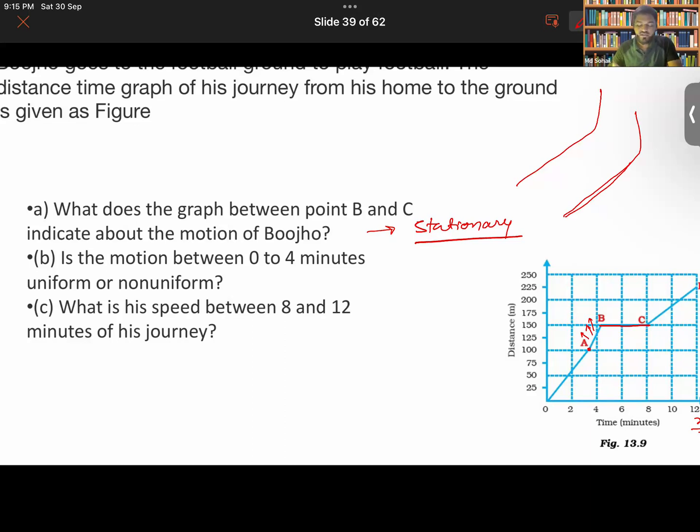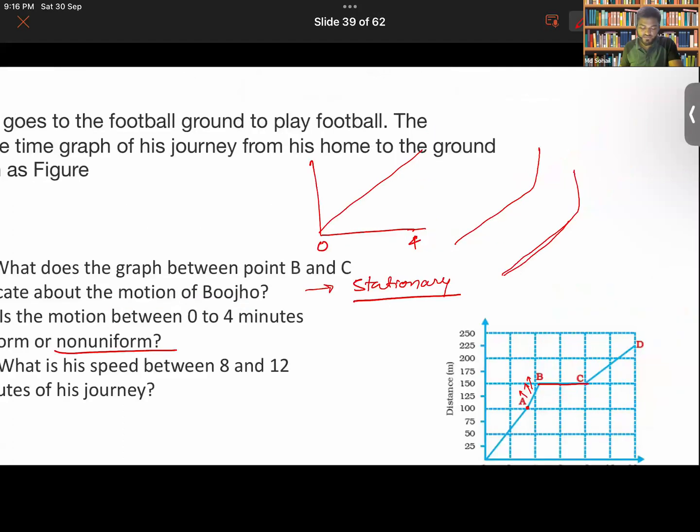Had the graph been like this all throughout the journey, from 0 to 4 minutes, then it would have been an example of uniform motion. Getting it now, all three of you? Yes, sir. So that's a case of non-uniform motion. Okay, question number C, Vaiga.